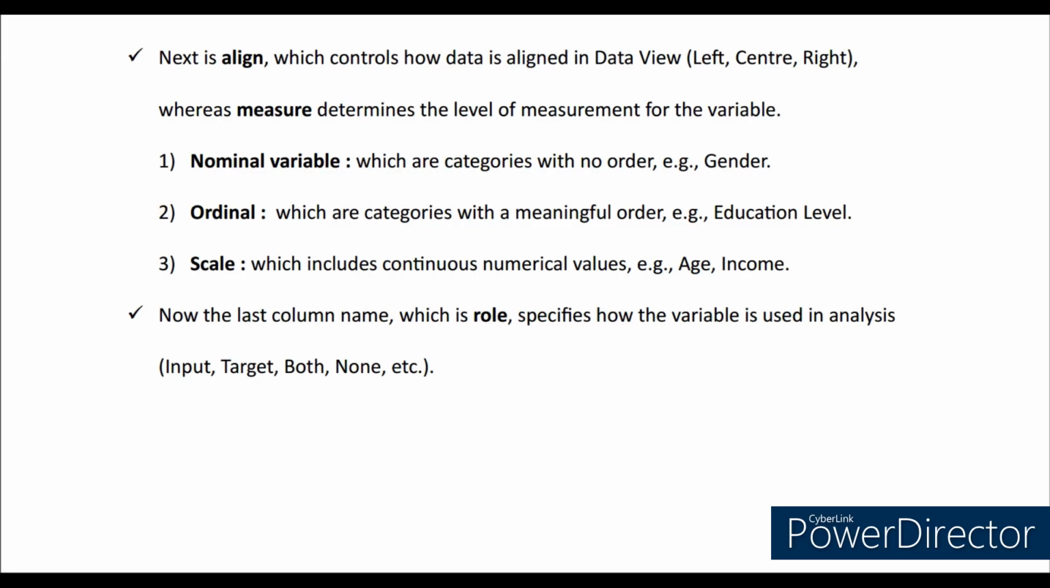First is the nominal variable, which is categories with no order. For example, male and female, that is gender. Next is ordinal, which is categories with a meaningful order, that is education level. For example, primary, secondary, higher education, like that. Okay. And now coming to scale, which includes continuous numeric values. For example, age, 25 years, 26, 27, etc.